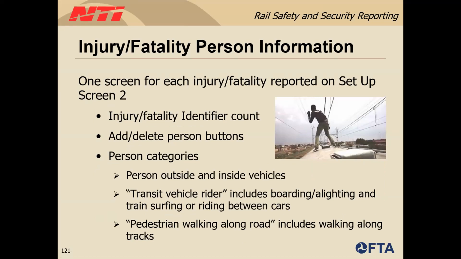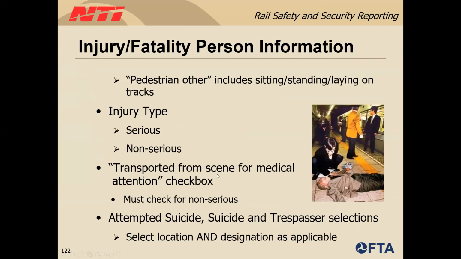Transit vehicle rider would be a correct choice for passengers boarding or alighting at the time, and for people that are train surfing or riding between the cars. Pedestrian walking along road also includes walking along tracks. Pedestrian other is the best choice for people that are sitting, standing, or laying on the tracks, for example.